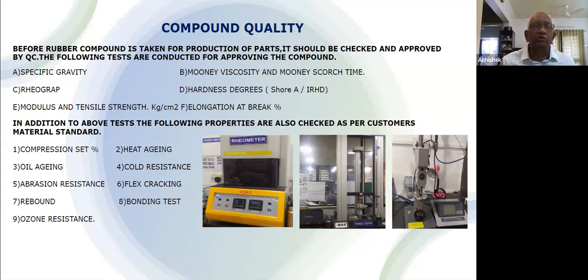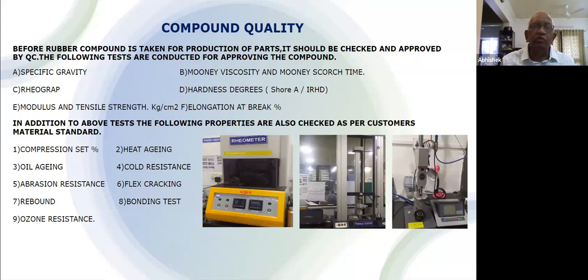Similarly, cold resistance. That means up to what sub-zero temperature the rubber can be serviced, the servicing temperature. Abrasion resistance is also important. Rubber should not be too easily abraded, otherwise the life will be less. Similarly, cracking is also an important characteristic. Rebound resilience: it has to have a certain amount of rebound, so rebound resilience is tested.